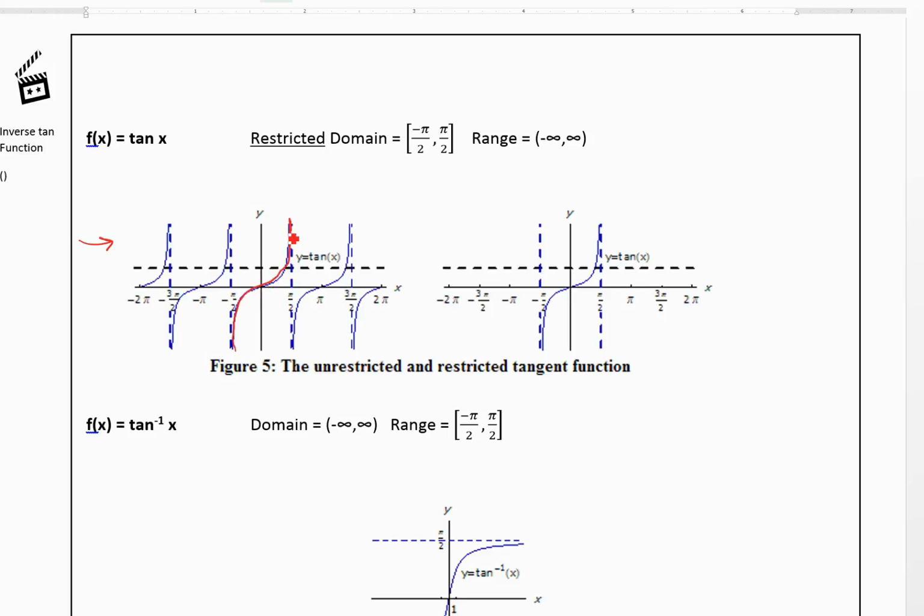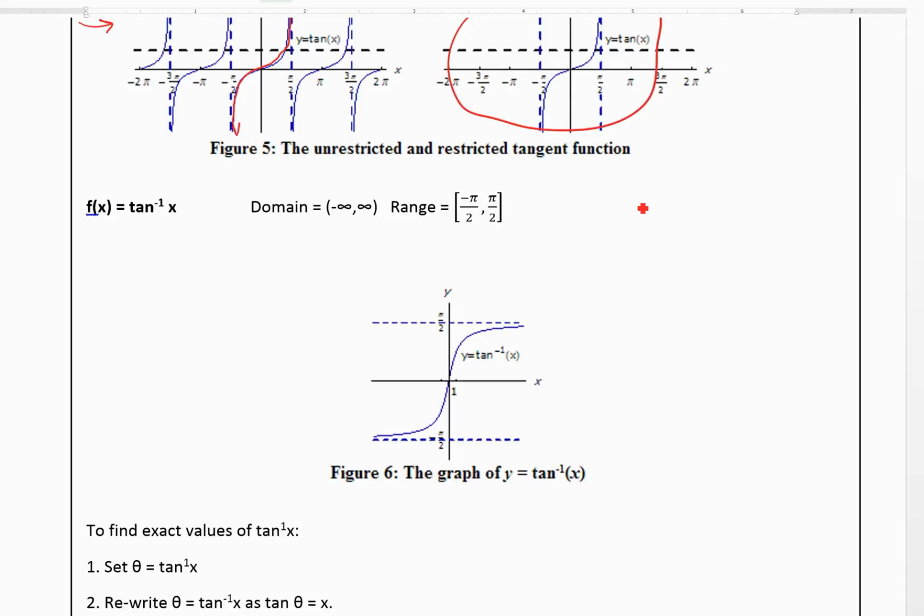right here. Okay, so we're going to let our restricted domain be from negative pi over 2 to pi over 2. And we see that we get the full range. This goes up this way, this goes down, from negative infinity to infinity. Okay, so here's a copy of it, just restricted.